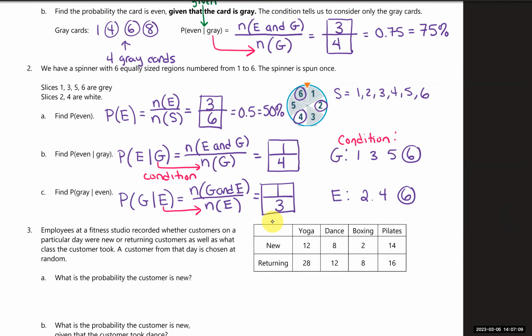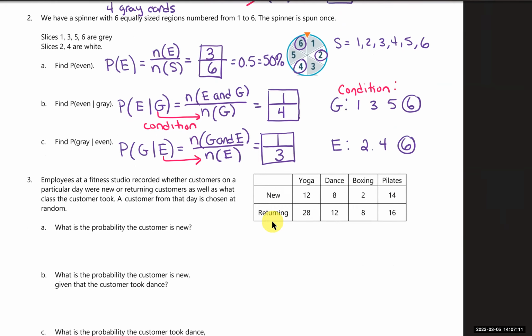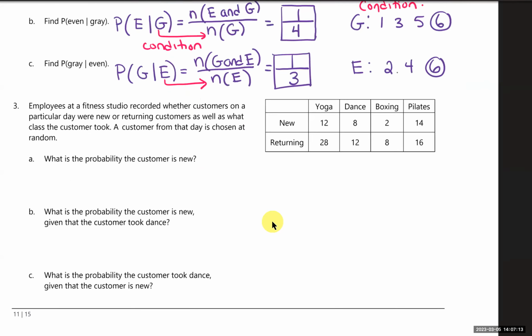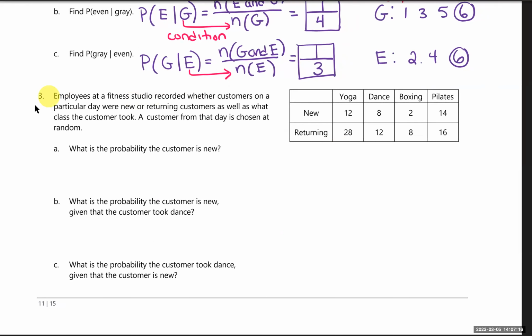All right, let's try another one. And we'll do this one with a table. We saw these values actually in another problem. So I'm going to do a little bit of totaling. This was about people that went to a fitness studio. I think there were 100 people that went this particular day. 40 of them took a yoga class, 20 went to dance, 10 went to boxing, 30 went to Pilates. And if we add those up, that'll be 100 people.